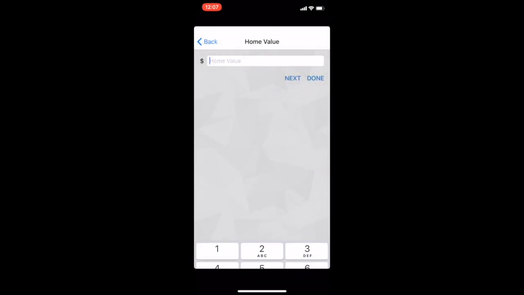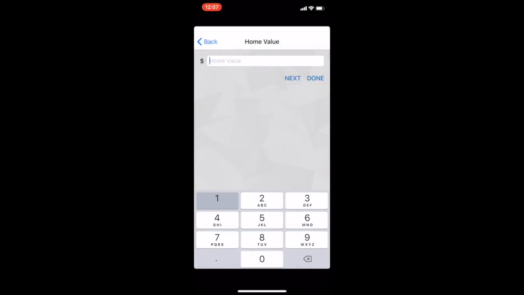So home value, you're going to enter the purchase price amount. Down payment for FHA is always going to be 3.5. Make sure the percentage sign is blue. Mortgage amount will automatically calculate.